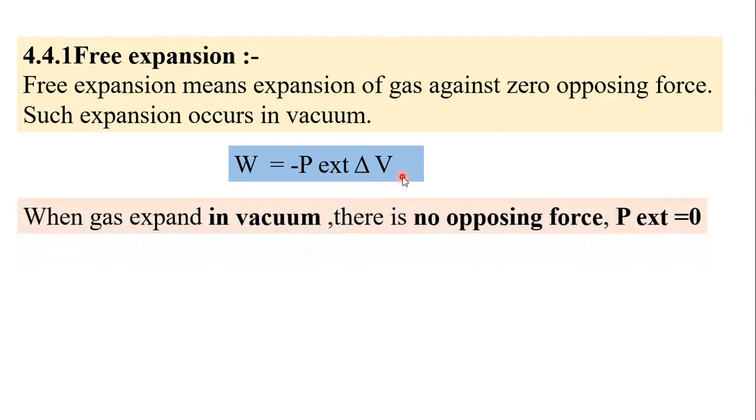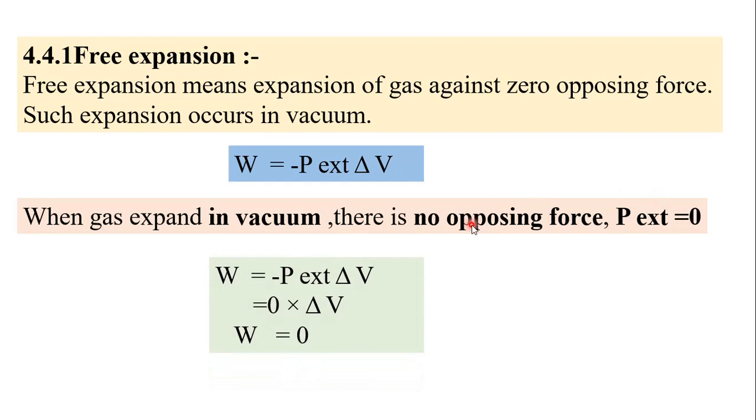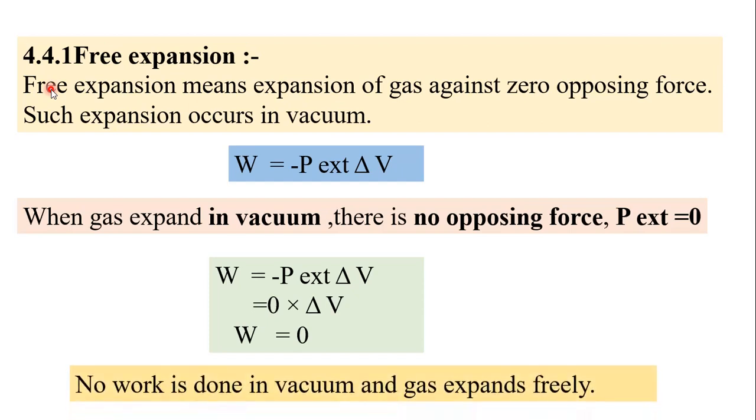If you substitute the value of P external in this, then P external is equal to 0 and therefore W is equal to 0, because P external is equal to 0 into delta V, that is change in volume. Therefore work done in vacuum is equal to 0, and in vacuum free expansion takes place. Gas expands freely because there is no external opposing force. So this is about free expansion. Remember that in vacuum W is equal to 0, and this is due to no opposing force.